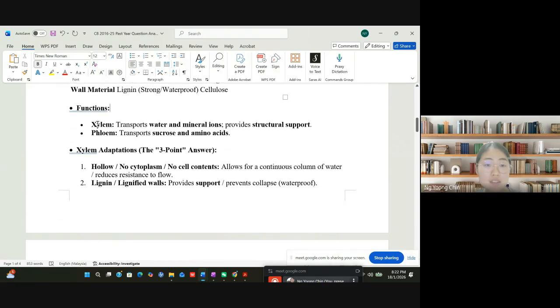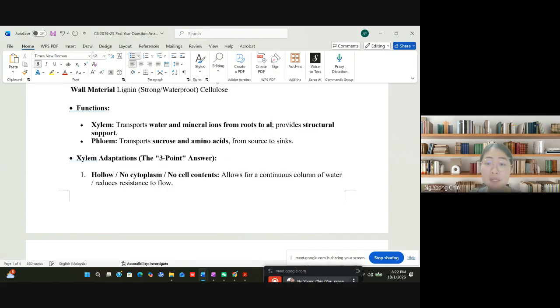Yeah, so this is the answer you can write. Okay, I should add this: from source to sink now. Forget to write this. Yeah, from source to sink, and also transfer water and mineral ions from where? From the roots, right, to all parts, from the roots to the leaf.